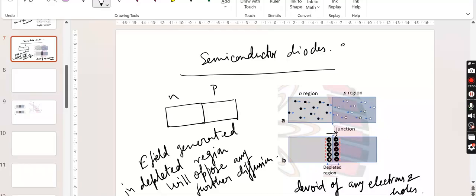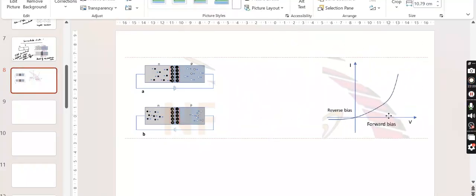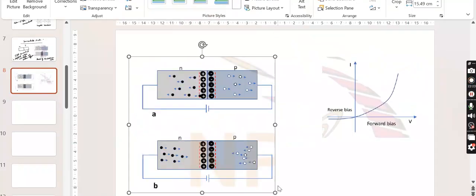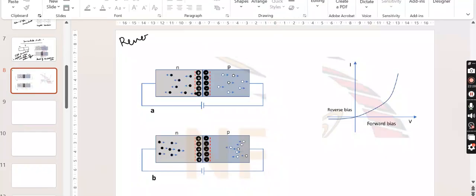So this opens up interesting possibilities for using the PN junction. Till now we haven't applied any bias. So now we have to consider two cases. This is the reverse bias situation, the first one. And this is forward bias.